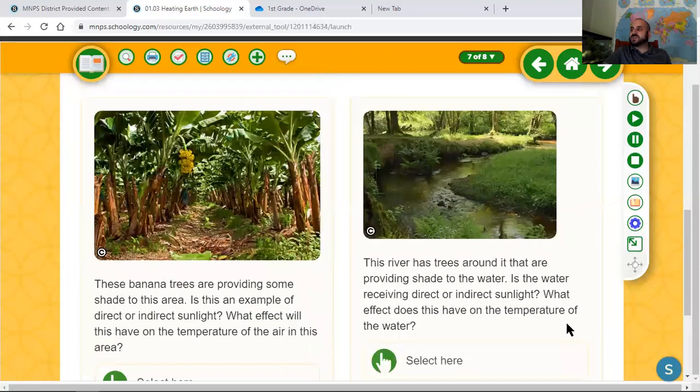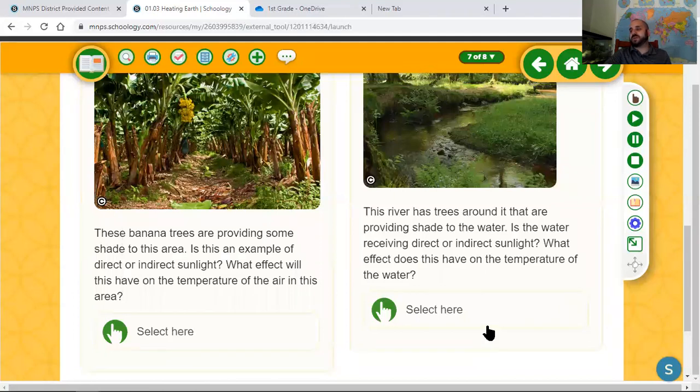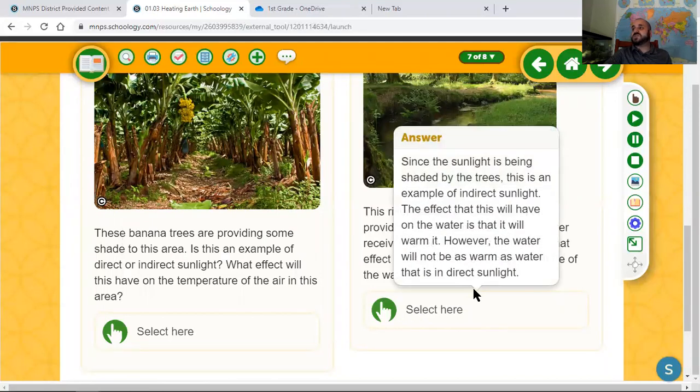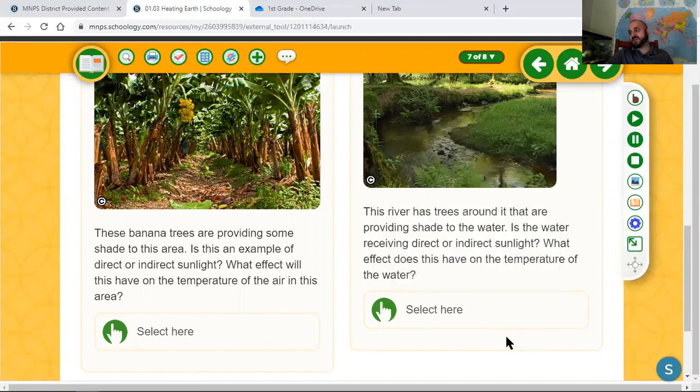This river has trees around it that are providing some shade to the water. Is the water receiving direct or indirect sunlight? What effect does this have on the temperature of the water? If you said that it's in indirect sunlight and that it'll still be warmed up, you were correct. The water will not be as warm as water that's in direct sunlight.